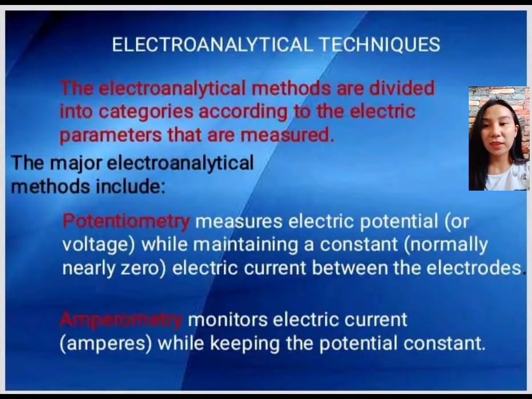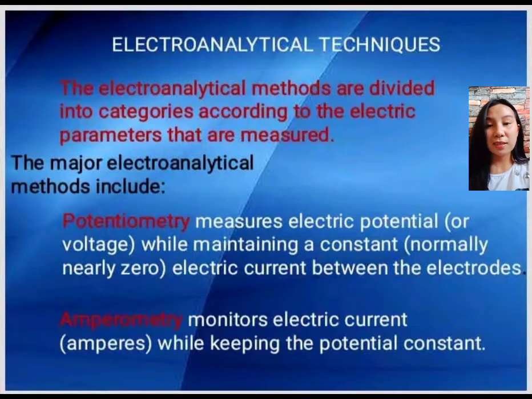First, let's talk about the electroanalytical techniques. May I ask if you know what electroanalytical techniques are? What comes first in your mind when you hear the word electroanalytical techniques? Electroanalytical techniques, or electroanalytical methods, are divided into categories according to the electric parameters that are measured. Now, the major electroanalytical methods include the following.